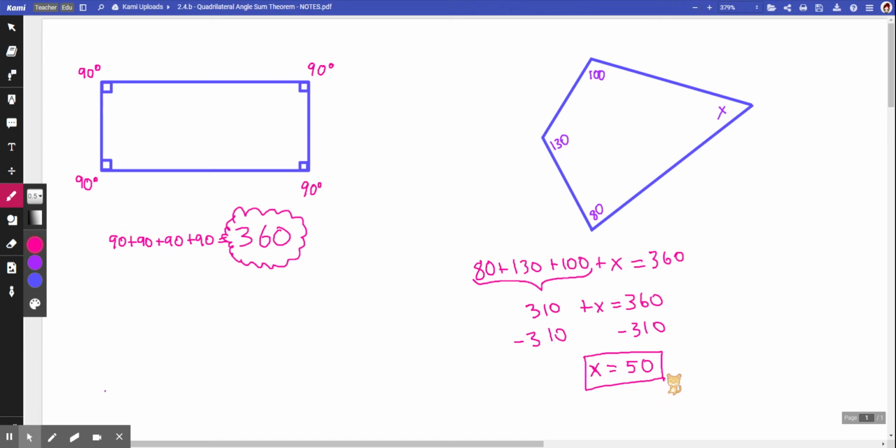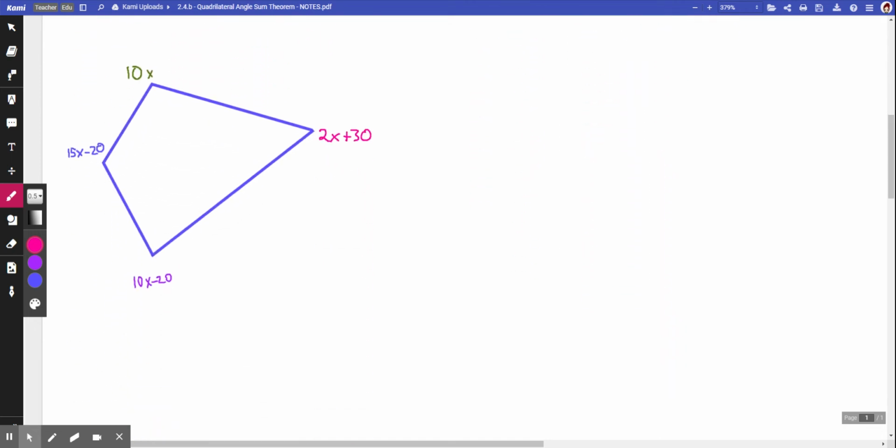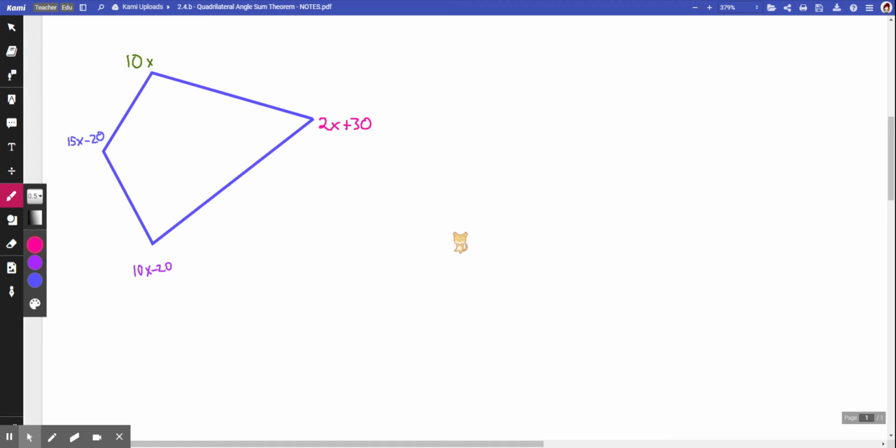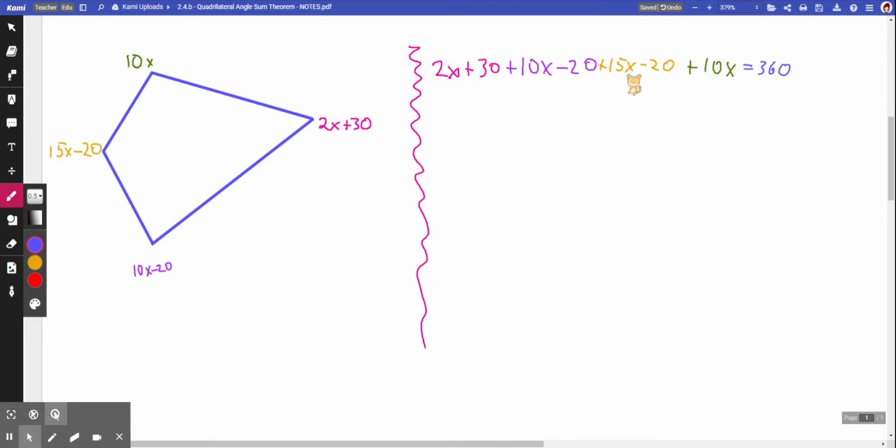Also, this is the way you need to do it really for some of the harder problems. If you've got something like this, where you have 4 angles that all have algebraic expressions, they all have x in them, then you're really going to want to show that step where you add them all together. So 2x plus 30, and so on, so I have my equation here equals 360.